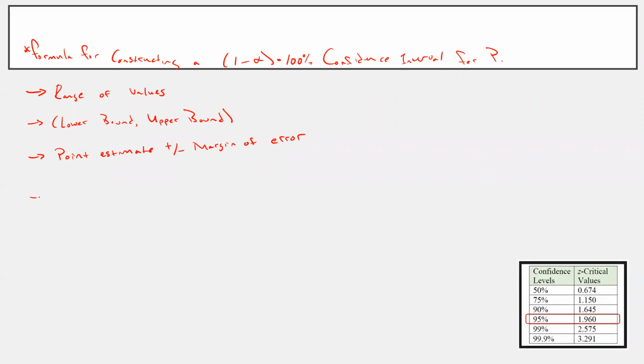So the point estimate here for these problems is a sample proportion. And margin of error is always, always made up of two things. It's a critical value, and you're going to multiply that by the standard error.